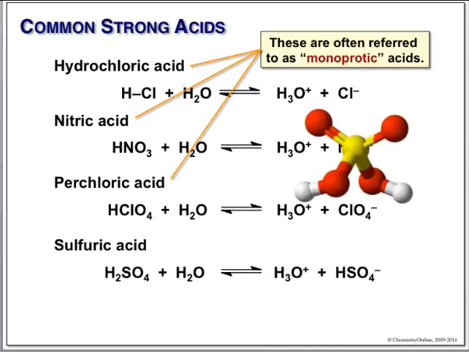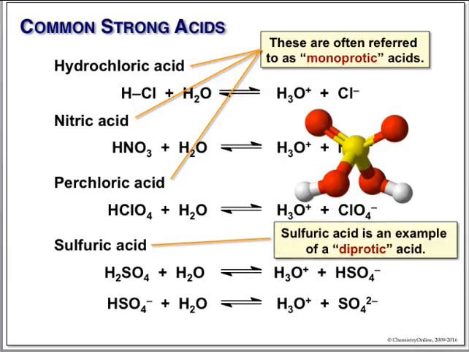Sulfuric acid. We take sulfate, SO4, and we put 2 hydrogens on the oxygens. When we do that, H2SO4 can lose one of them to form hydrogen sulfate, and then another one to form sulfate. For every mole of sulfuric acid, you get 2 hydroniums. So it's a diprotic acid. 2 protons per mole. Any questions?